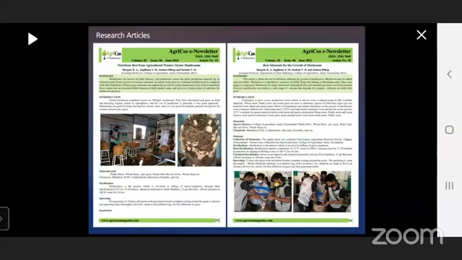Means we have observed that for successfully growing mushroom, wheat straw as well as paddy straw as well as soybean straw are the best, nutritious substrates, and they can give the maximum yield of mushroom.